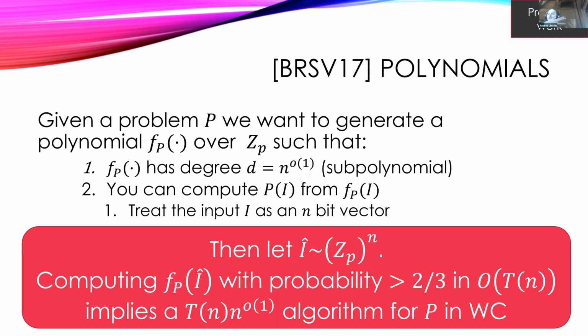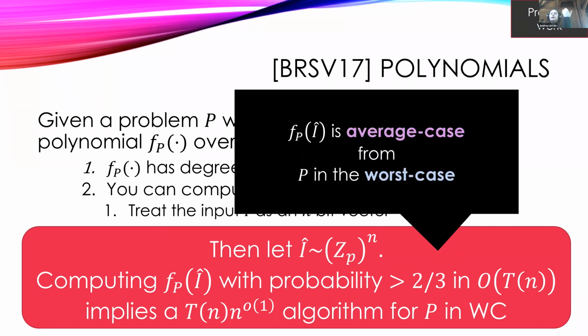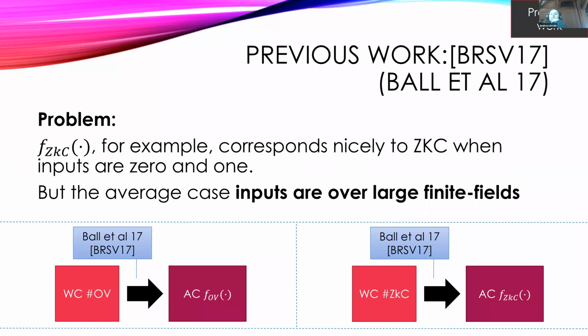So this is like a generic framework that they generate where, if you produce a problem and an associated polynomial, you can use any hardness for that problem to imply hardness for this polynomial. And so this is where we're getting the average case, right? Like these I hat instances look random. And there's a couple of nice things they're able to do from this.